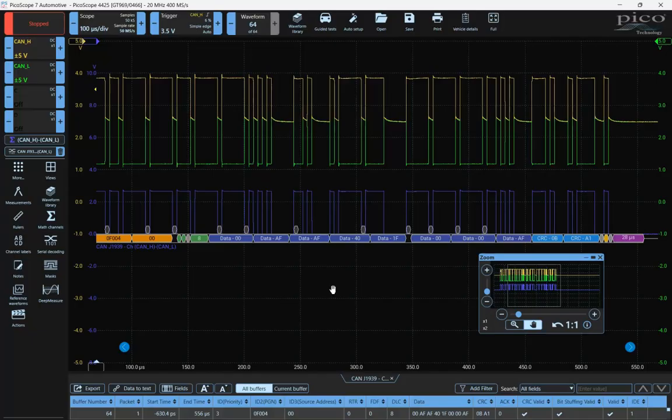Because, as I said, this isn't real. This isn't a real machine. This is just a simulator that I'm using from CanAlyzer just to help explain these concepts.